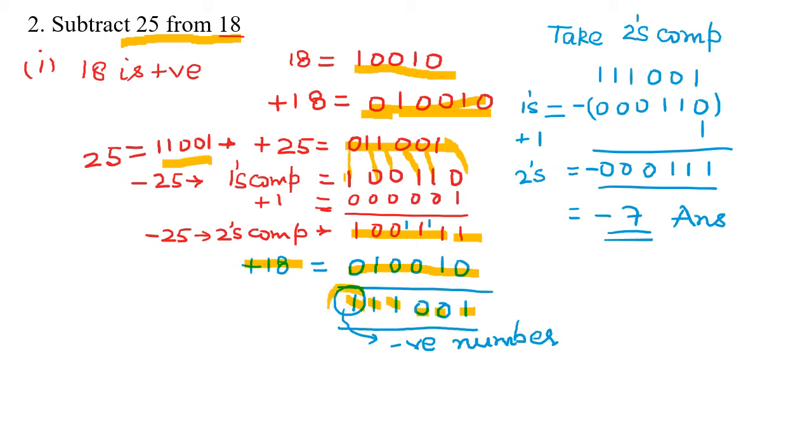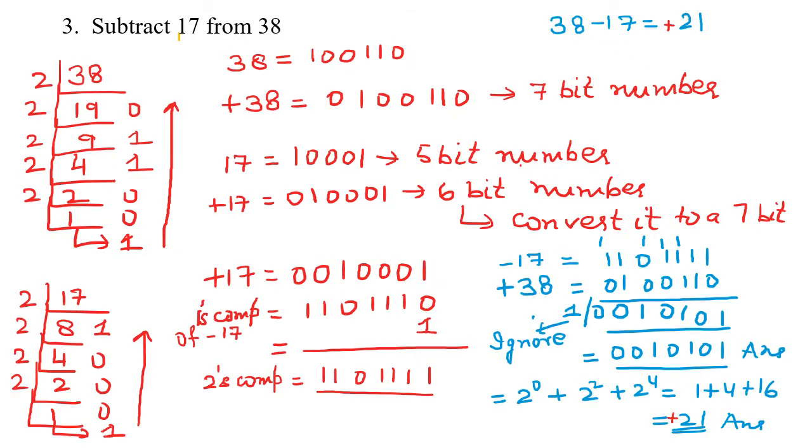You can check the first bit is 1. It indicates the number is negative. To cross verify the answer, that is to convert it in decimal, we will have to take its 2's complement. So first write the number 111001. Its 1's complement, with a sign bit in front of it, will be 000110. Add a 1 to this, it becomes 000111. It is equal to minus 7. Let us take another example.